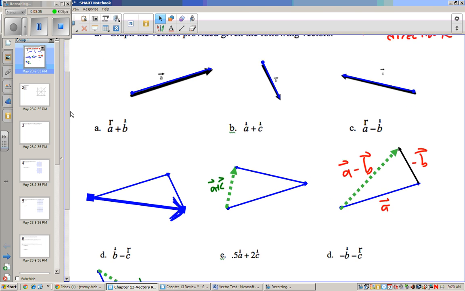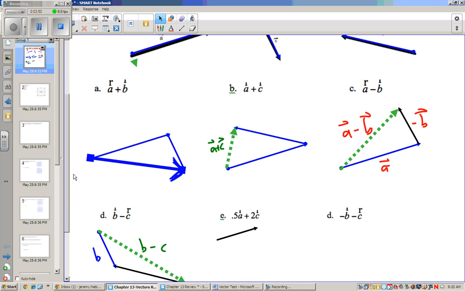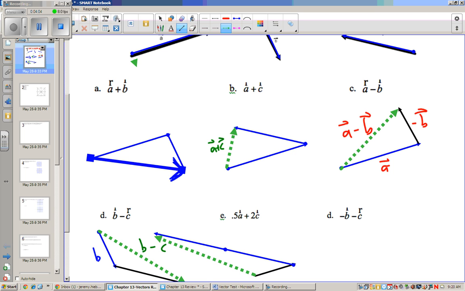All right, now we're going to do 0.5 of a. So that's just going to be halfway. I'm going to go halfway of a, bring that down, and I'm going to add 2c to it. So this is a, 2c, and that goes from the beginning of 0.5a all the way to the end of 2c. So this is 0.5a plus 2c.